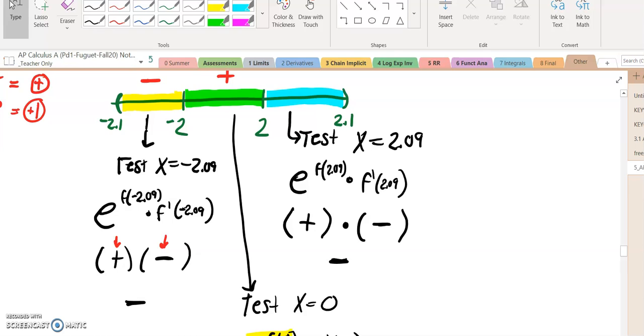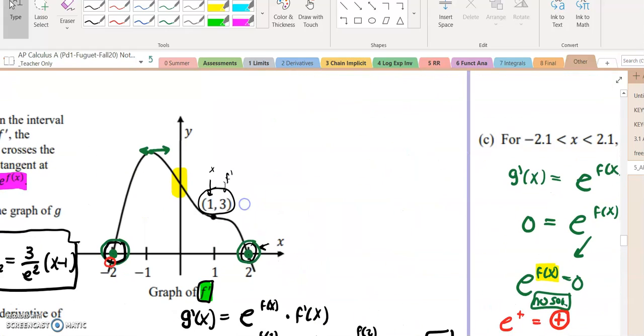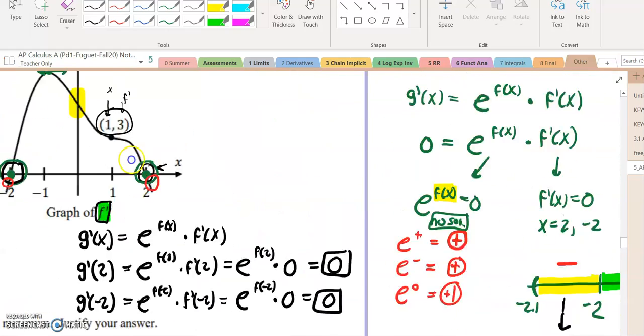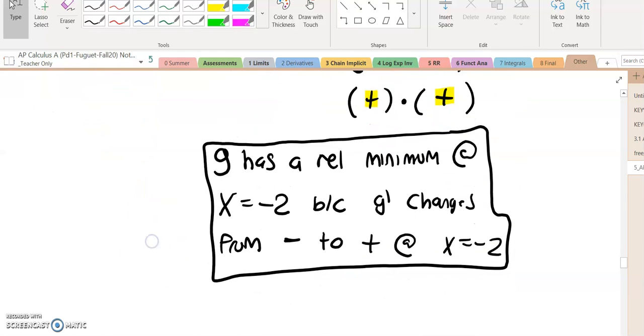And the same argument can be made on the region on the right here. Again, e to the anything is positive. f prime of 2.09 is just to the right of 2. It's going to be a negative value, so that's also going to give me negative. Since they've been asking here about a relative minimum, we're going to go from decreasing to increasing, increasing to decreasing. Therefore, our relative minimum is occurring at negative 2. Here is my explanation and also rationale for that final answer.